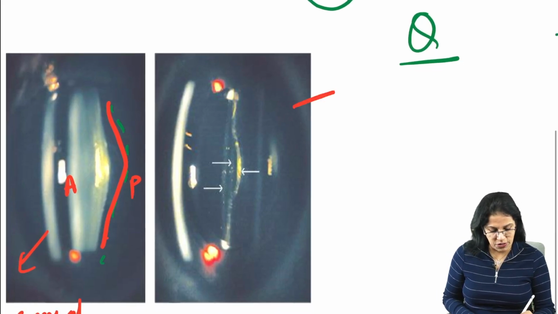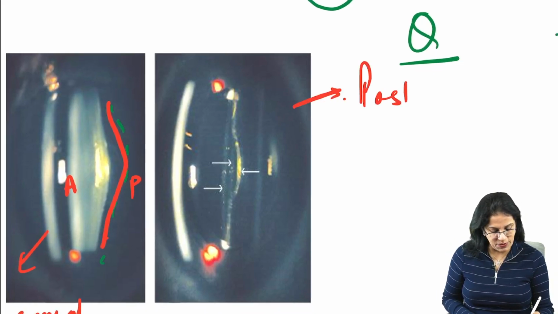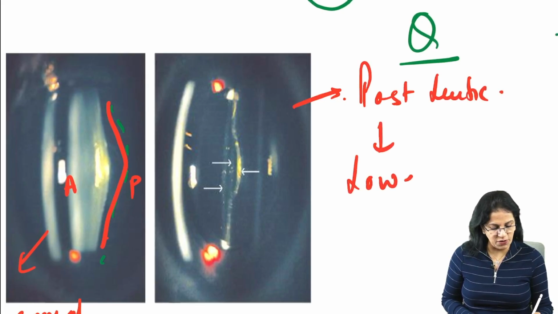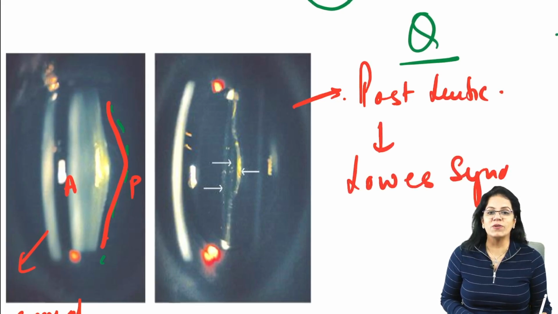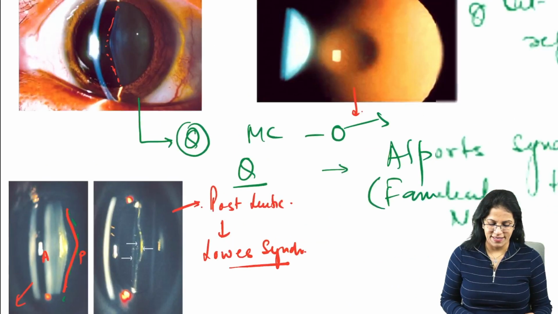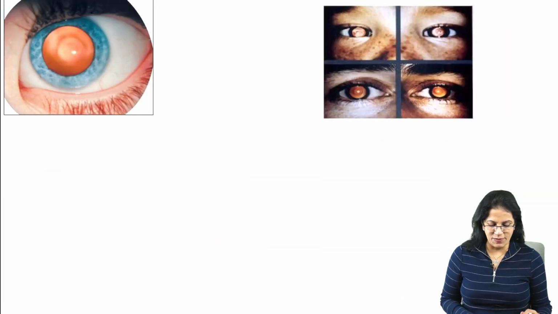And the only question that you have to know, this posterior lenticonus is a feature of, what will you answer? Lowe syndrome. What is Lowe syndrome? It is oculocerebrorenal syndrome. Right. Okay, we come to the next slide.